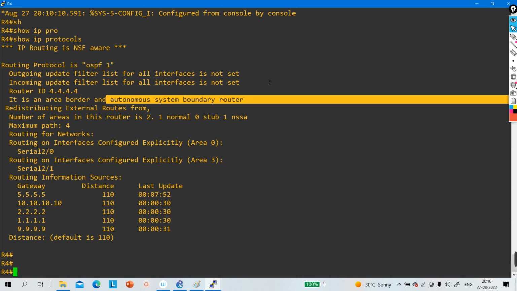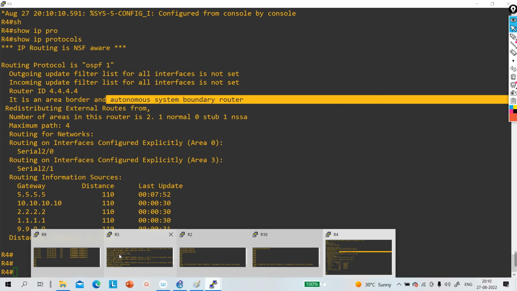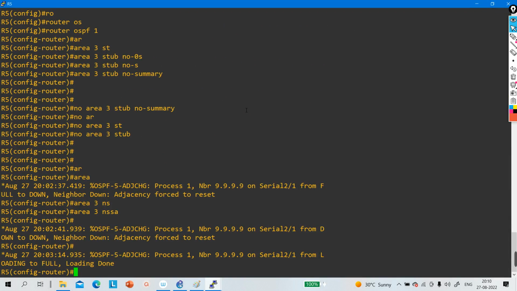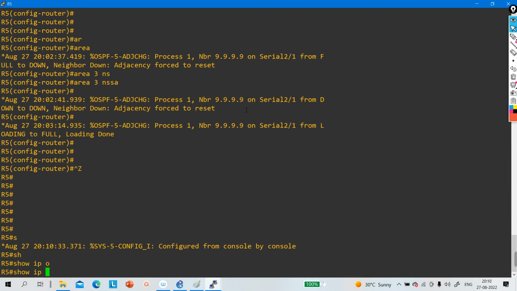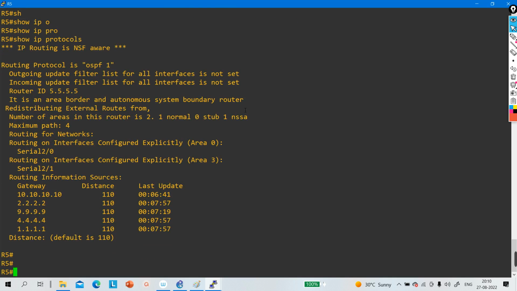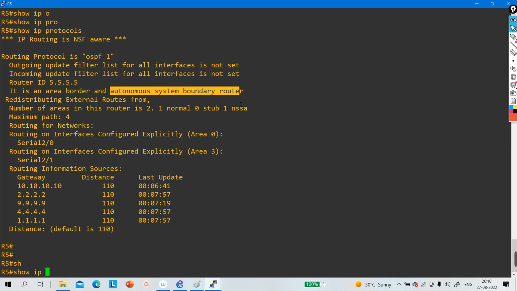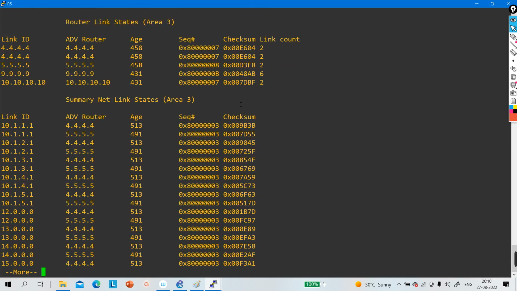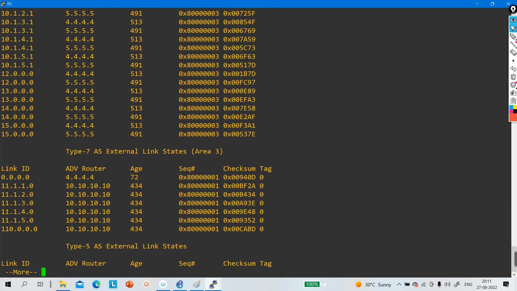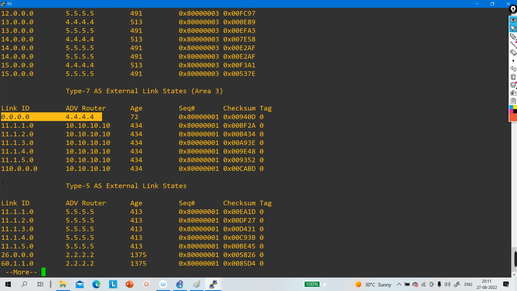But earlier, you can verify on router 5. Router 5 is also saying that I am ASBR, but this is an error. So IP protocol. This router is also saying that I am an autonomous system border router, ASBR, but this router is not generating LSA 7. So IP OSPF database, right? So in real time, see, only router 4 is generating LSA 5, sorry, LSA 7, and there is LSA 5 also.